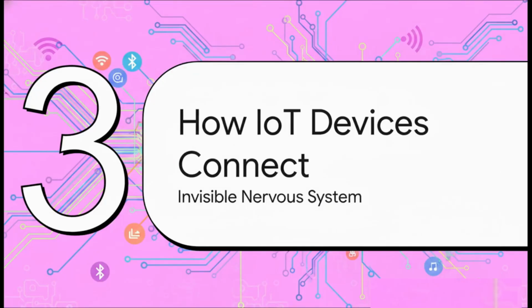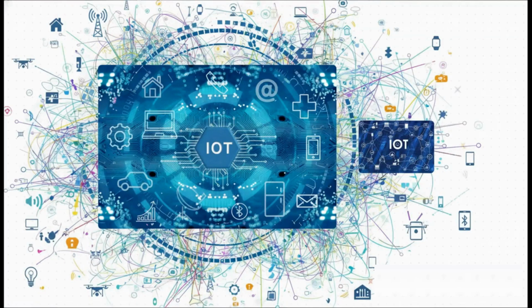Okay, part three, how IoT devices connect. Because if they can't talk to each other, they're not really an Internet of Things. Are they? They're just lonely gadgets. There is a massive, invisible web of wireless protocols keeping our physical world synced up. And it's not just your home Wi-Fi doing the heavy lifting. We're talking about a whole ecosystem of signals buzzing around us right now, all perfectly tailored for specific needs like battery life, range, and data size.